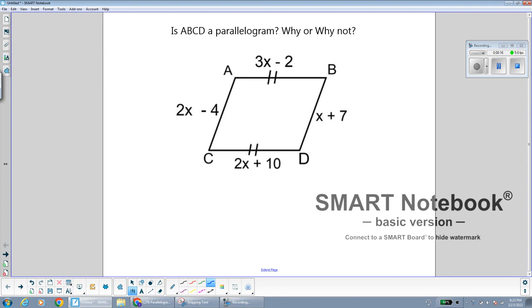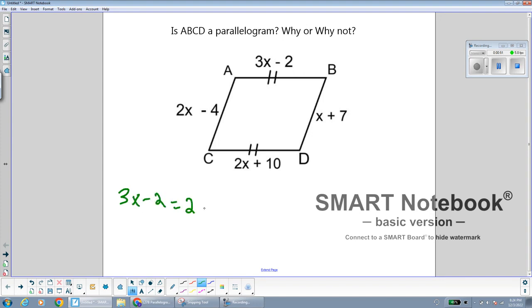Why or why not? So if we take a look over here, we have that one pair of opposite sides is congruent. That on its own is not enough to show that ABCD is a parallelogram, because remember that one property of a parallelogram is that both pairs of opposite sides are congruent, not just one pair of opposite sides. So since I know that these two opposite sides are congruent, I can set them equal to each other.